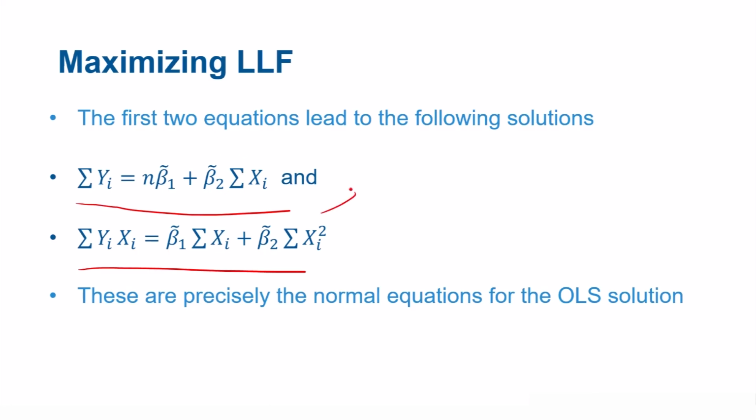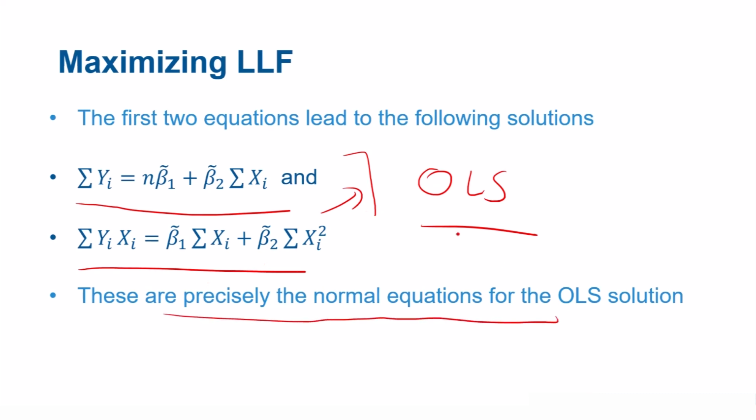So you'll recall these are precisely the same expression which you got when you solved the OLS estimators. So these are precisely the same as OLS estimates, and therefore, because these are the same normal equations for OLS solution, we get the same solution as OLS. And that is why for simple linear regression, the estimates of OLS and MLE are the same.